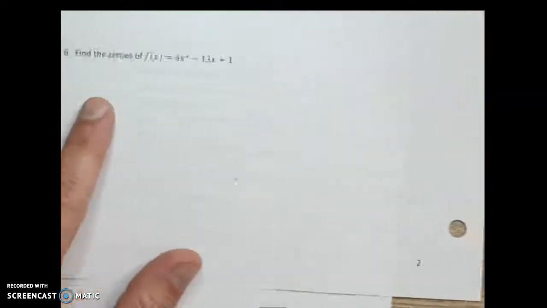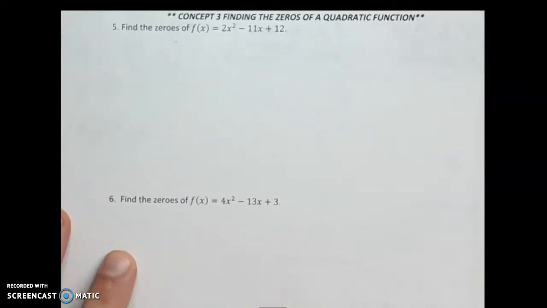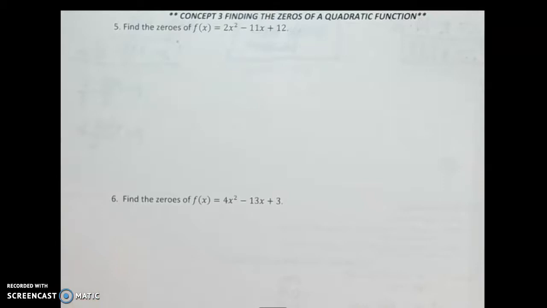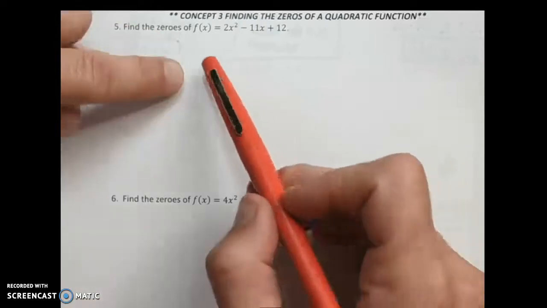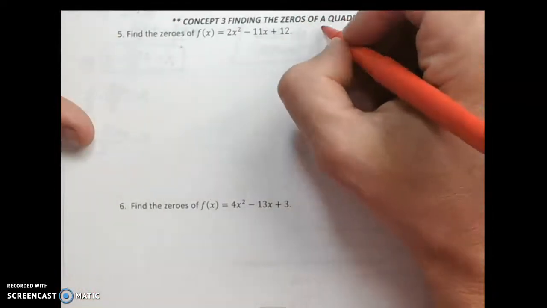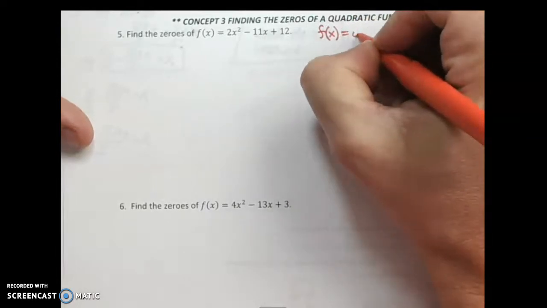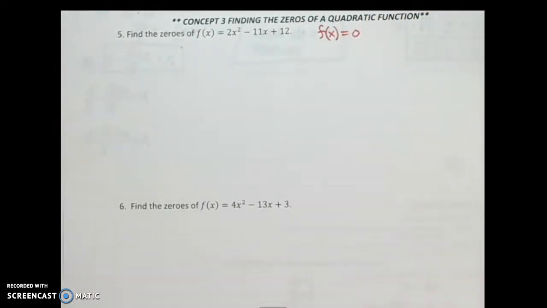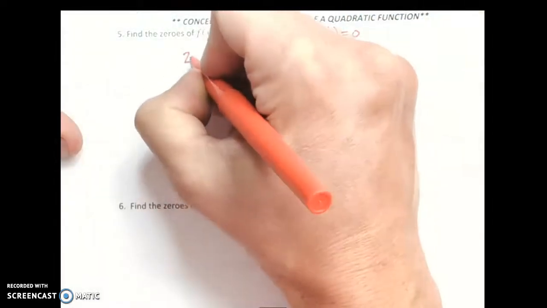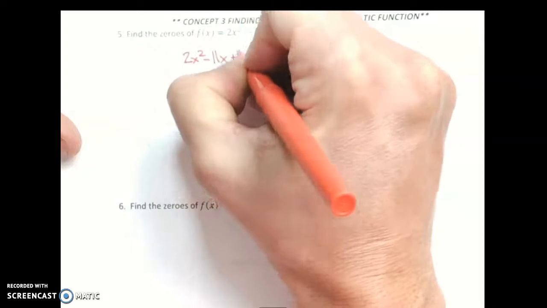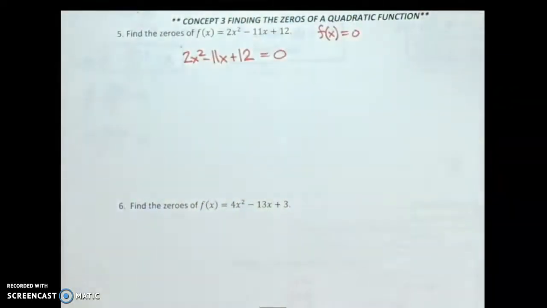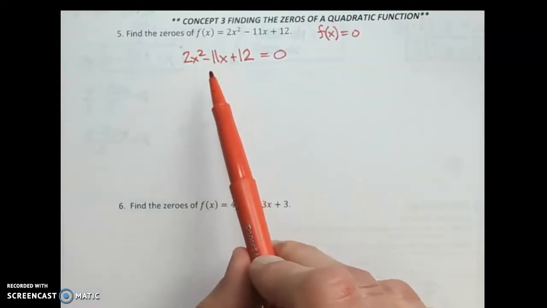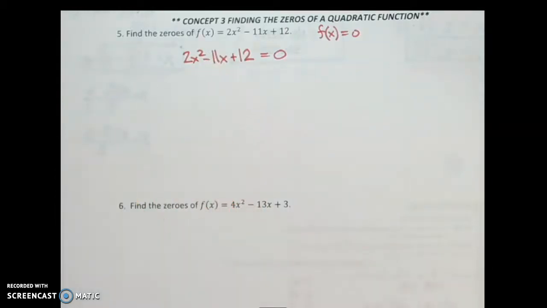Alright, here we go. Concept number 3, finding the zeros of a quadratic equation. Well, this is the same idea. What we're going to do is solve by factoring. But this time they give you f of x. And really what they want you to know when they give you this f of x is that f of x actually equals 0. So then if I replace that, I get 2x squared minus 11x plus 12 equals 0. Okay. And what I want to do is solve by factoring. First, I'd always look for a greatest common factor, but 11 doesn't have factors, so that's not going to work.